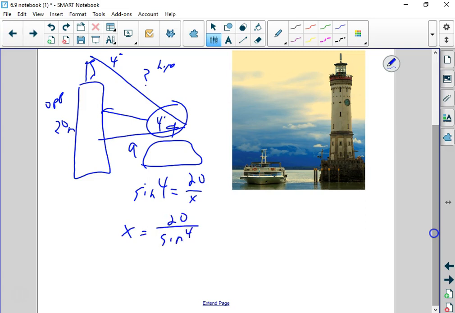So we take our handy dandy calculator, and we do 20 divided by sine of 4, and we get 286.7 meters. So the distance from the top of the, if you drew a line, like whatever those rides are called, when you do the line down from the top of the lighthouse to the boat, it would be 286.7 meters.